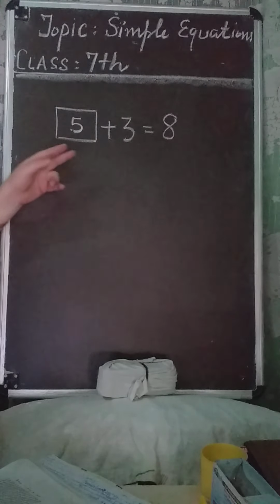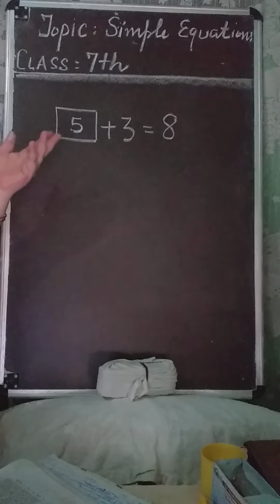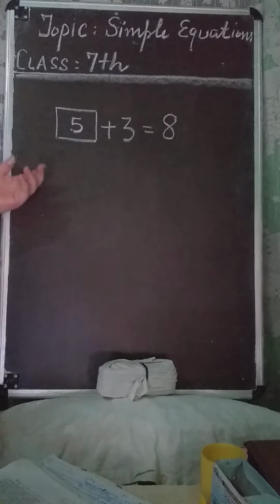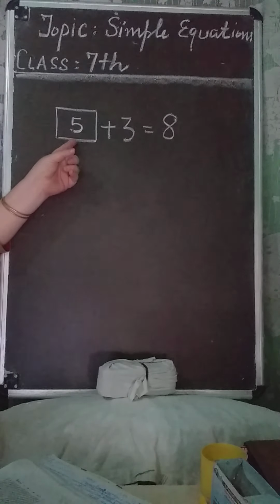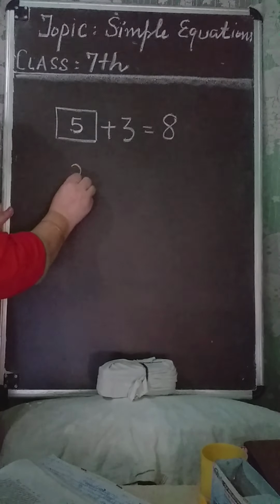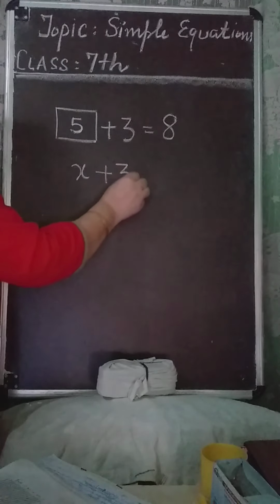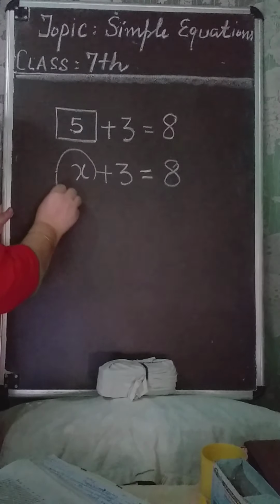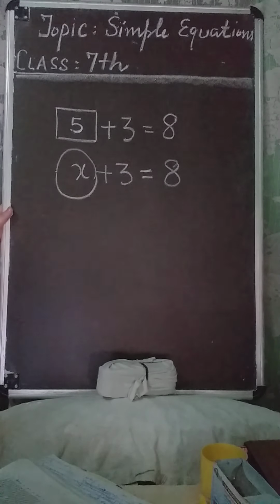Okay children, this you were doing in your elementary classes, but in algebra we use a variable in place of this 5, right children? So if I write x plus 3 is equal to 8, this x is a variable which we will use here. You have also learned in algebraic expressions what variables are.